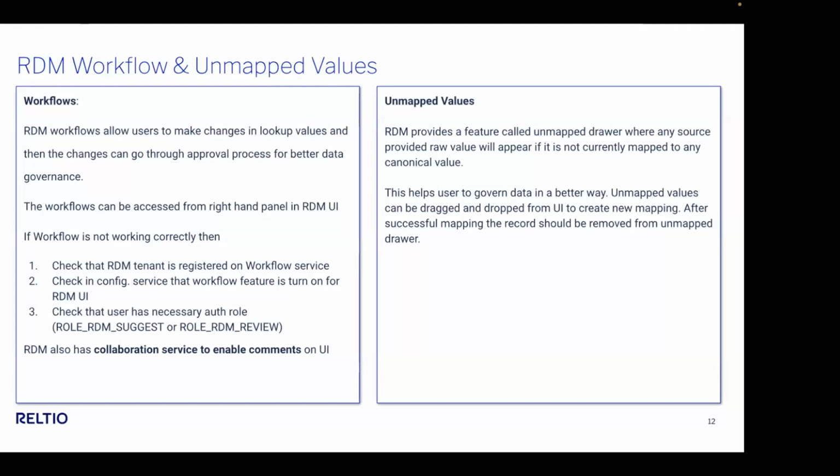So basically, for some unmapped value coming from Salesforce as C, you can say, okay, C also means business, right? You can drag and drop it in the UI and suggest it, and maybe the data governance manager or someone who owns that particular data set of address type can then take care of your request, right? And then we also have the collaboration service, where you can leave comments on the RDM UI for better collaboration.